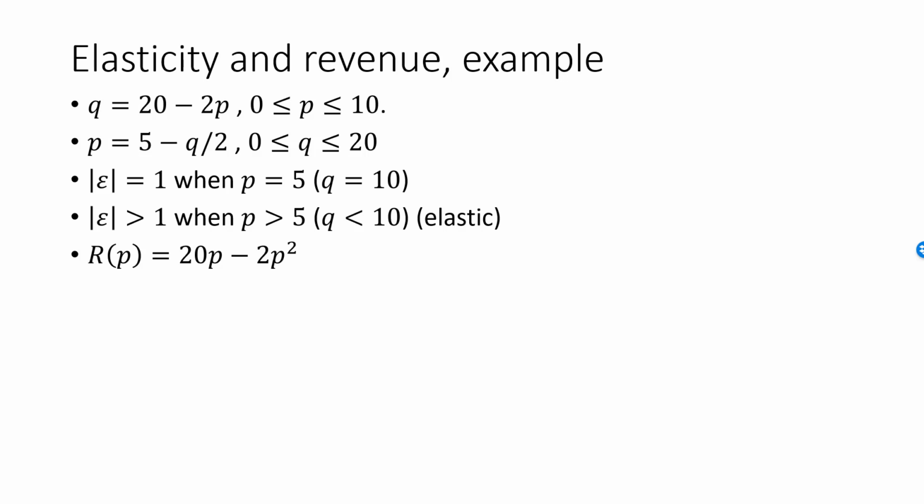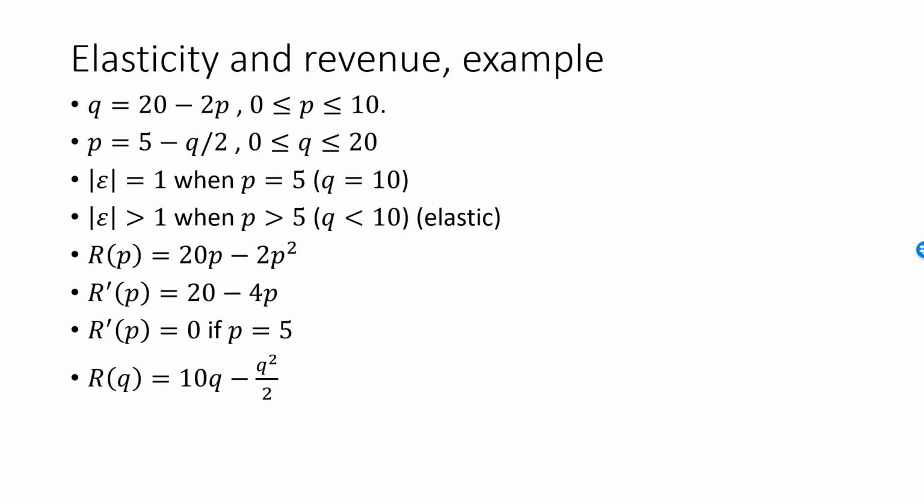Revenue as a function of p is 20p minus 2p squared. The derivative is 20 minus 4p, and we see that the derivative is 0 if p is equal to 5, precisely when the absolute value of the elasticity is equal to 1. Also, if p is greater than 5 and demand is elastic, then the derivative is negative. R'(p) is less than 0 as expected.